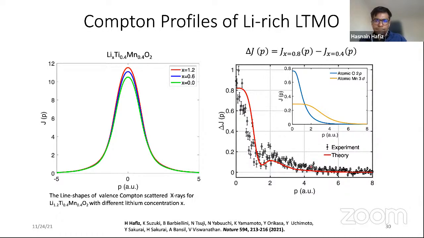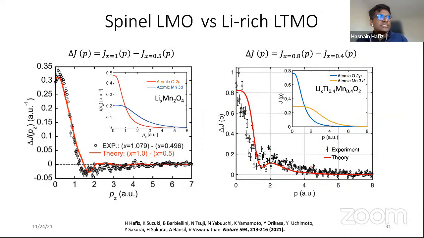Now, we then compare this with spinel-type materials such as lithium manganese oxide and lithium-rich LTMO. We compare these two different samples. We find that the behavior is more or less similar. Even for lithium manganese oxide, here we choose x equals 1 and x equals 0.5. We see that the low momentum area is also similar to atomic oxygen 2p. The high momentum is coming from manganese 3d again, but there is a subtle change. Here we see this kind of negative excursion, which is absent here. In fact, here we see this kind of shoulder.